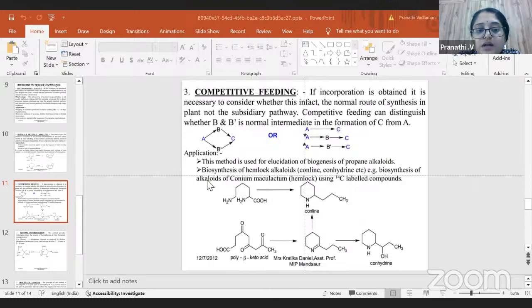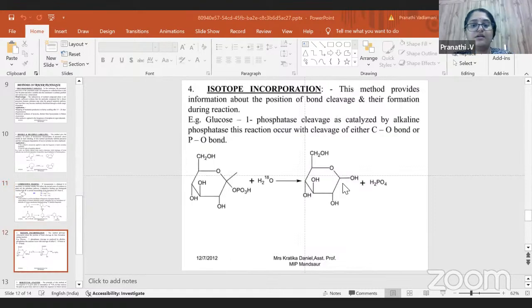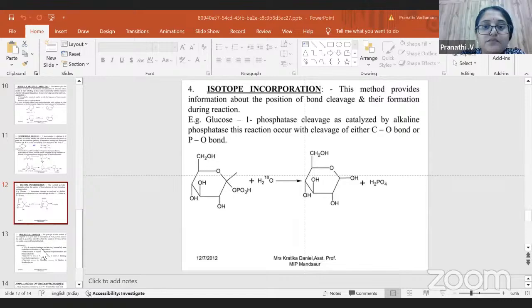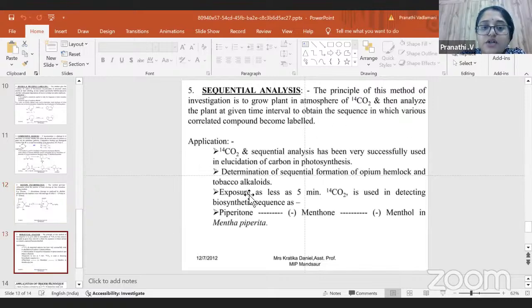You are going to study the alkaloids using C14-labeled compounds. So the normal route is not the subsidiary pathway. If that is the case, A gives rise to C: labeled A to B, B to C, and so on. The isotope incorporation method gives information about bond cleavage and what kind of bond is formed. For glucose 1-phosphate cleavage catalyzed by alkaline phosphatase, if you label it, you can see where exactly the bond is being cleaved. And finally, sequential analysis.